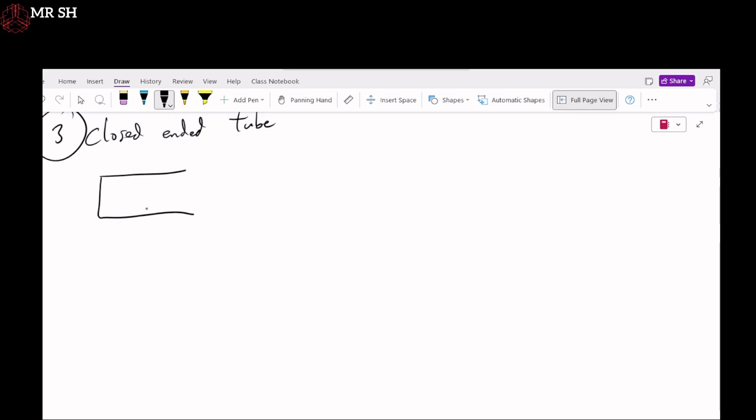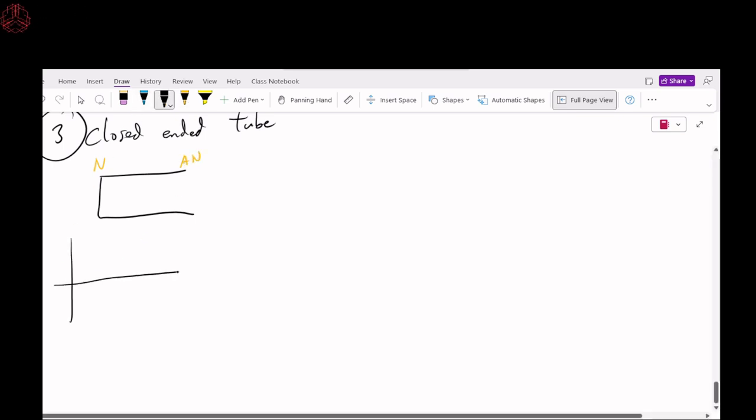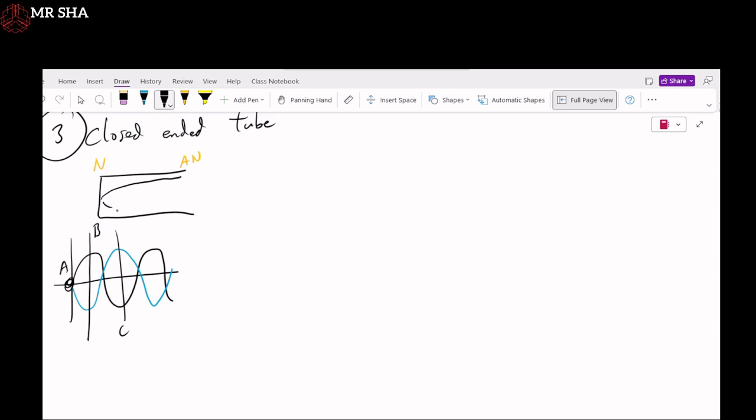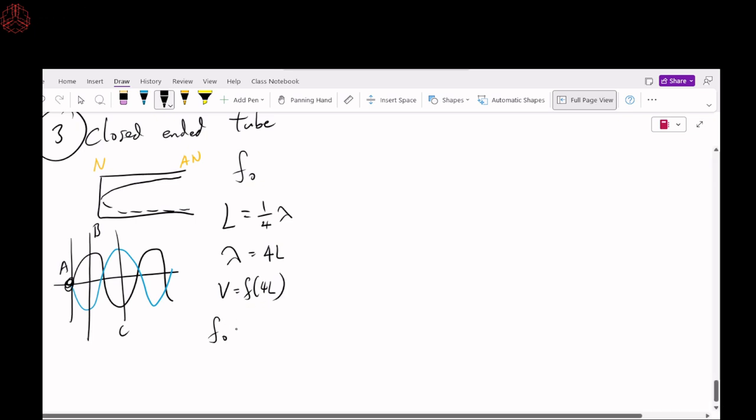I tilt it to make it easier. But the condition that you have is going to be node and antinode. So if I were to draw a graph like that, I can start from A here, but I have to cut it at either B or C, the simplest of which will be just A and B. So let's do that. That will form the fundamental frequency. Here you can see that for the fundamental frequency, its length is actually 1/4 of the lambda. Then I have lambda equals 4L. Then I have v equals f lambda, and that means that I have the fundamental frequency equals v over 4L. That is the fundamental.